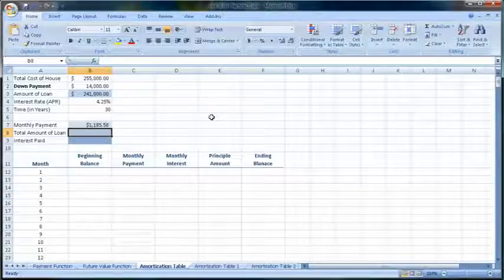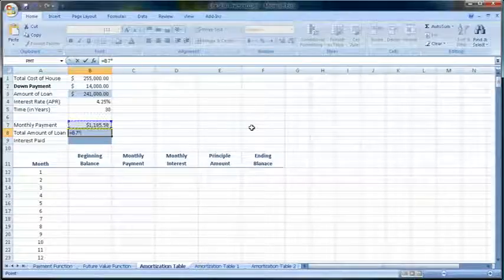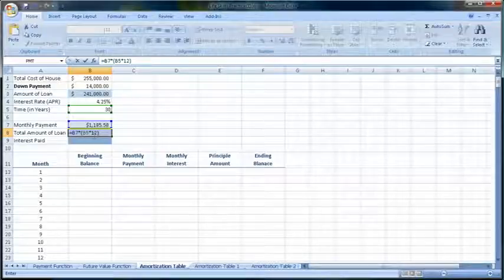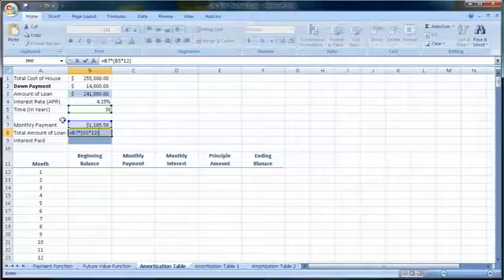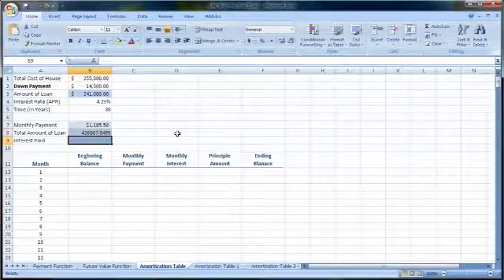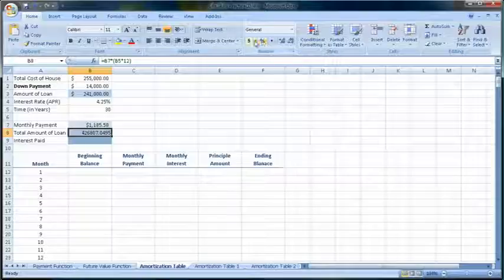Let's figure out these depressing numbers here. So what's the total amount of the loan? Well, basically, it's going to be my monthly payment times how many months I'm going to make that payment. In this case, 30 years times 12. Now, again, why didn't I just put in 360? Because that would be a static value. Of course, 12 can be static here because we're doing monthly payments.